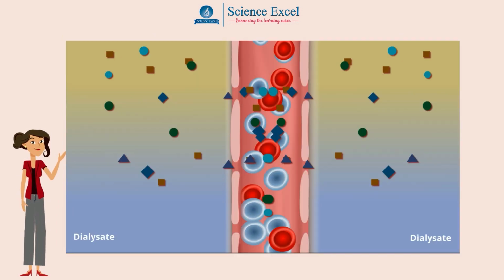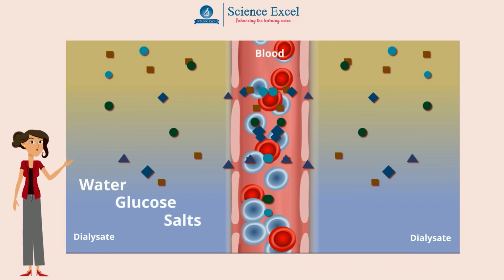The dialysate contains water, glucose and salts which are similar in concentration to those in the normal blood. This similar concentration prevents the loss of glucose and salts from the blood by diffusion into the dialysate.